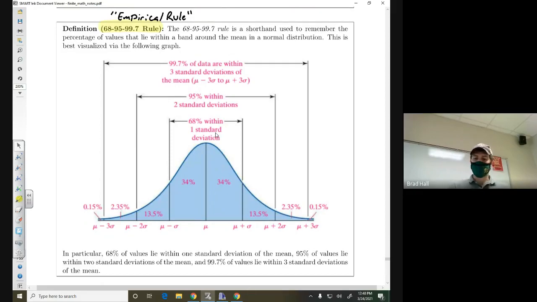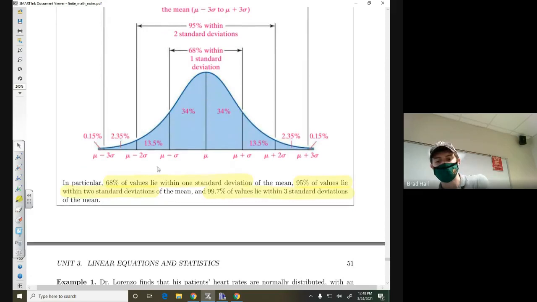And again, it says at the bottom, 68% lies within one standard deviation. 95 is 2. 99.7 is 3. So let's look at some problems and see how to interpret a situation like this, how to use this information.